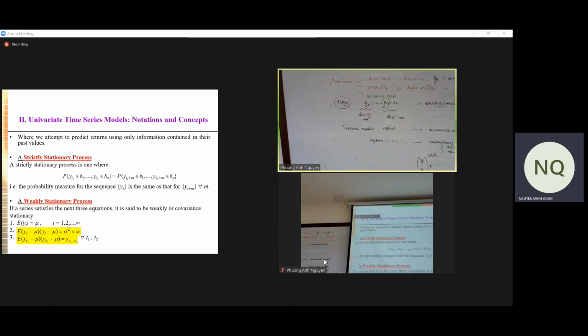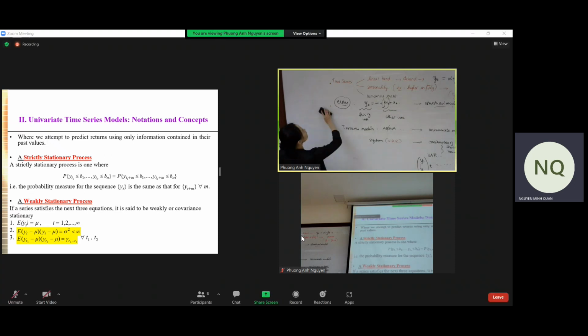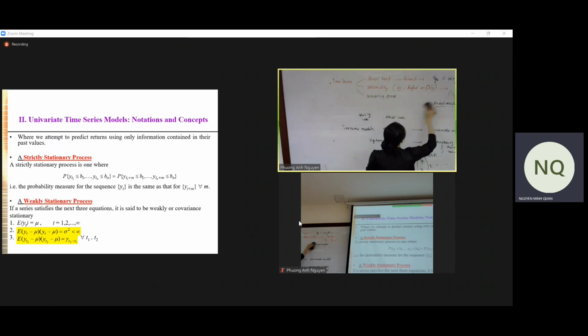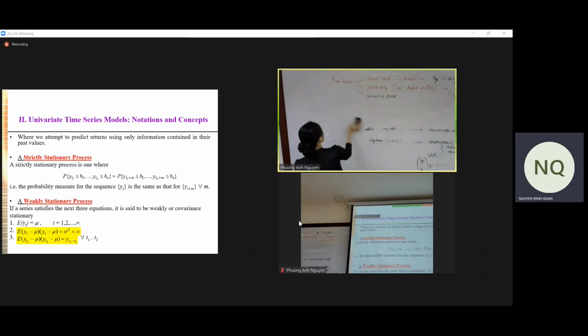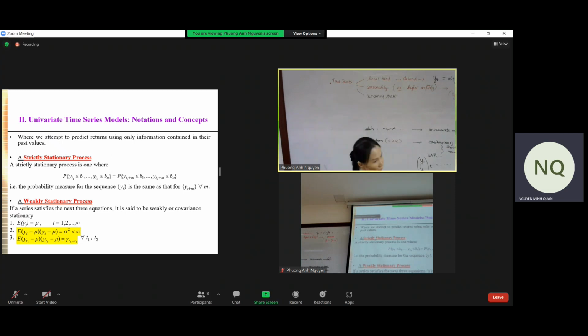So first of all, the first important concept is stationarity. A time series is said to be stationary when? We have several definitions.